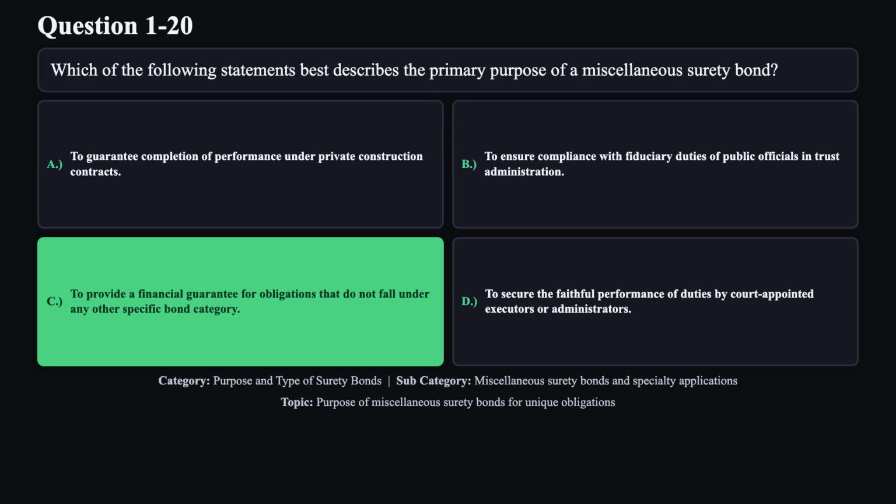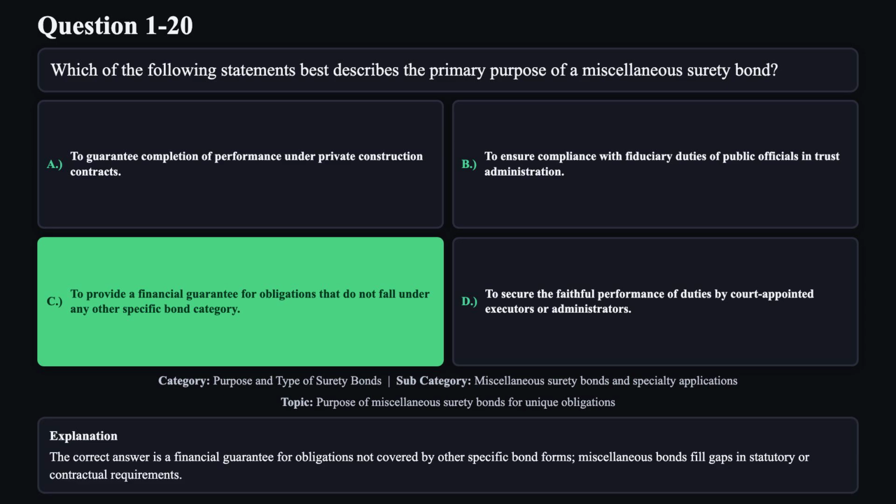The correct answer is C. The correct answer is a financial guarantee for obligations not covered by other specific bond forms. Miscellaneous bonds fill gaps in statutory or contractual requirements.